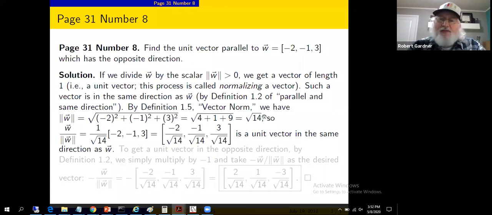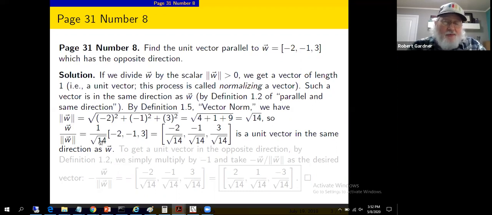So it's common to get square roots that we can't get rid of, we can't simplify away when dealing with norms of vectors. Yeah, so we get square root of 14, that's the length of W. So if we take W and divide it by its norm, a quick technical comment, we're really taking vector W and multiplying it by 1 over its norm.